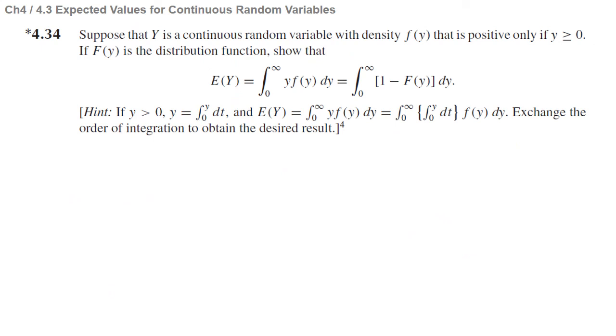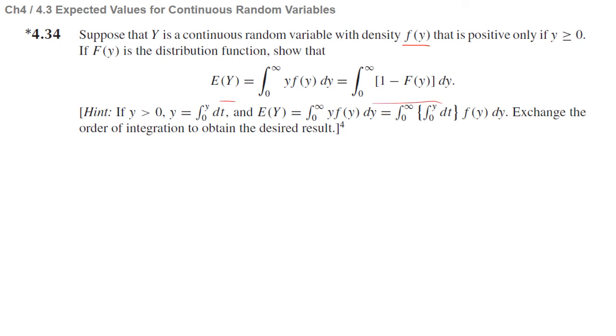Okay, next one is actually exercise problem 4.34, and this is an entrance exam problem for the graduate school in the statistics department. So I think it would be good for you to know how we can prove this one. So let's look at it. Suppose that y is a continuous random variable with density function f(y) that is positive only if y is greater than or equal to 0, and if F(y) is the distribution function, show that this one.